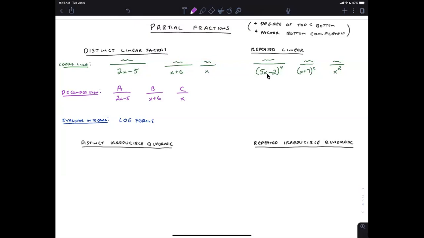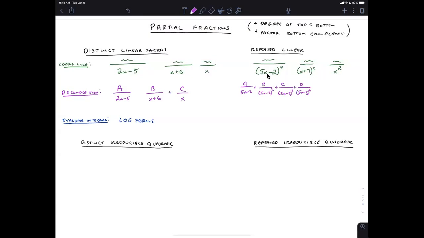So it could be a over 5x minus 2 to the 1st. You'd have b over 5x minus 2 squared, c over 5x minus 2 to the 3rd, and d over 5x minus 2 to the 4th. You know, these would be separated with pluses within a problem, but that's the breakdown. Does that make sense? We'll go ahead and separate it with pluses so it's clear.